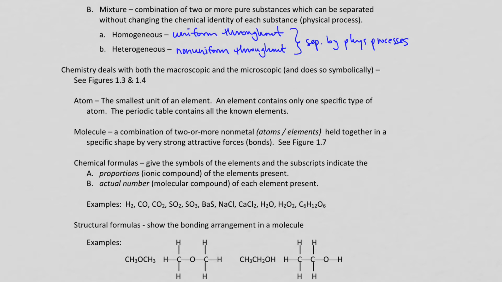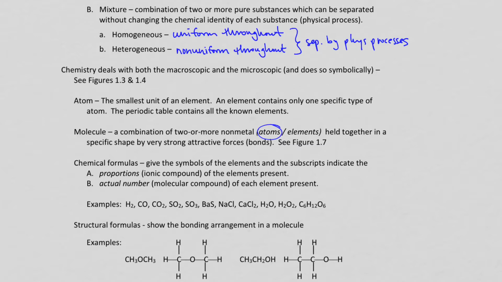Molecules are a combination of two or more nonmetal, and it's either atoms or elements. And the answer here is definitely going to be atoms, right? Two atoms coming together make a molecule, not whole elements. And they're held together in a specific shape by very strong attractive forces, and in chemistry we call these bonds.